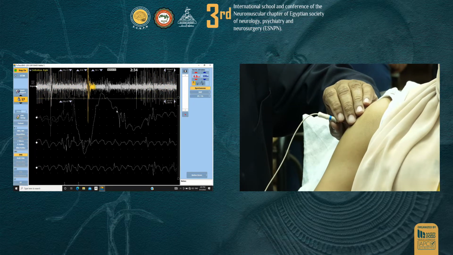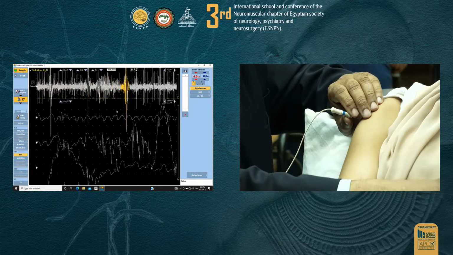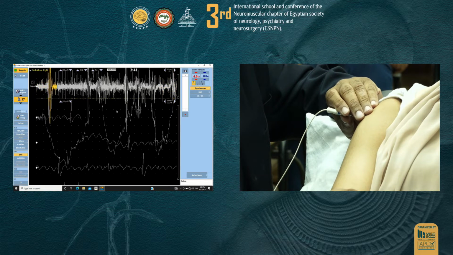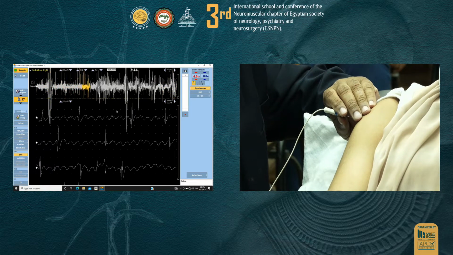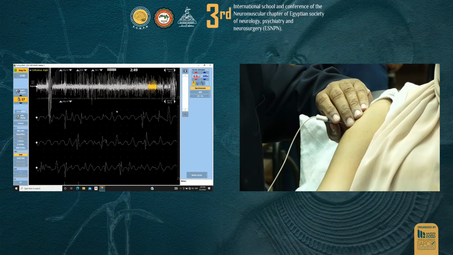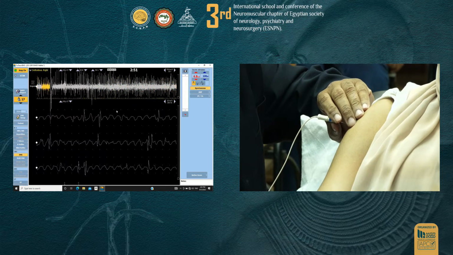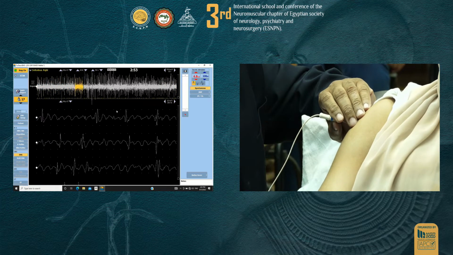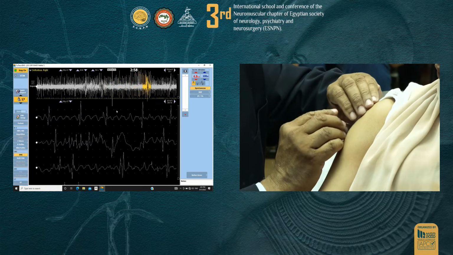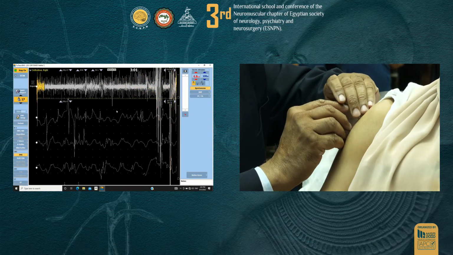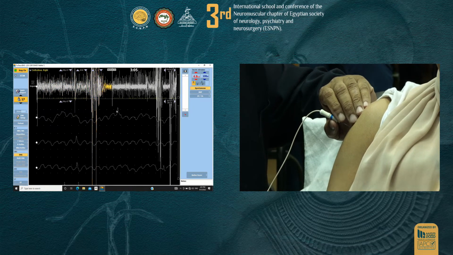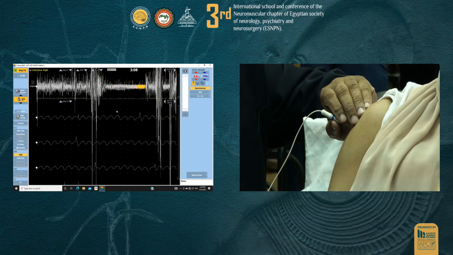Let go. Drop it. Ask her to just let her hand drop. Let it loose. Okay. Yeah, I just want it loose. Good. So it's better relaxed, but I'm getting a lot of.